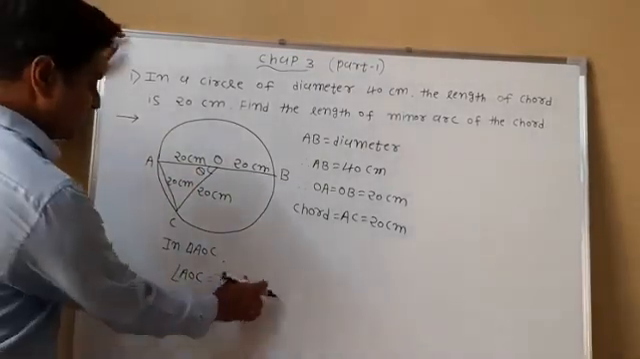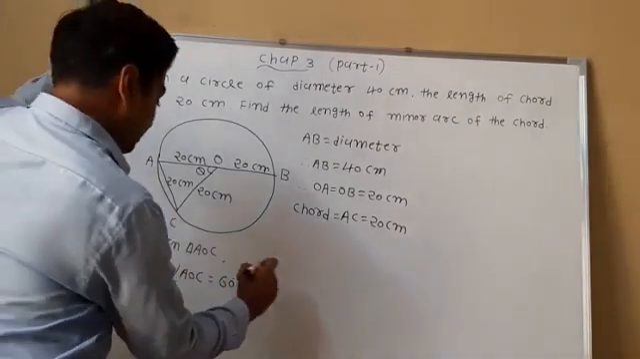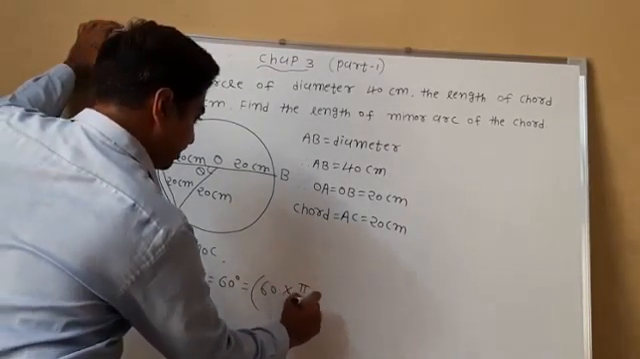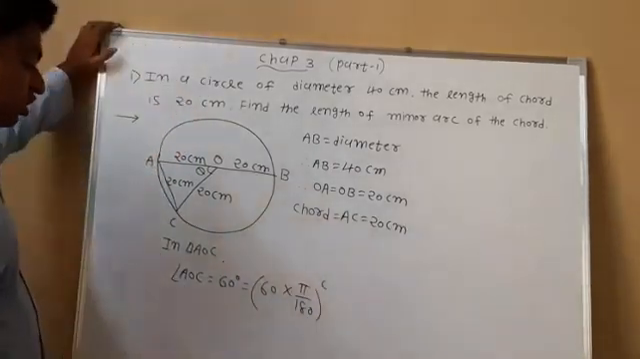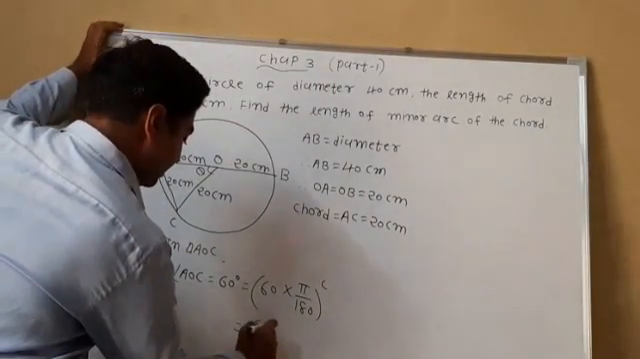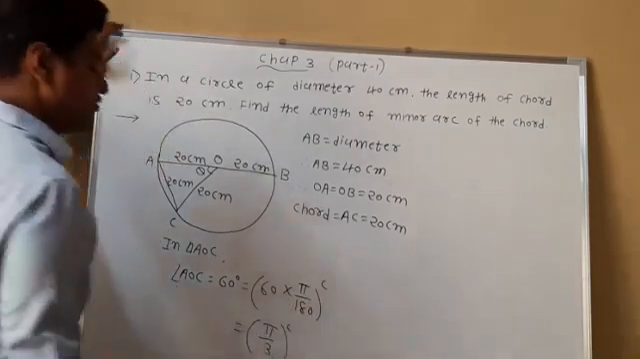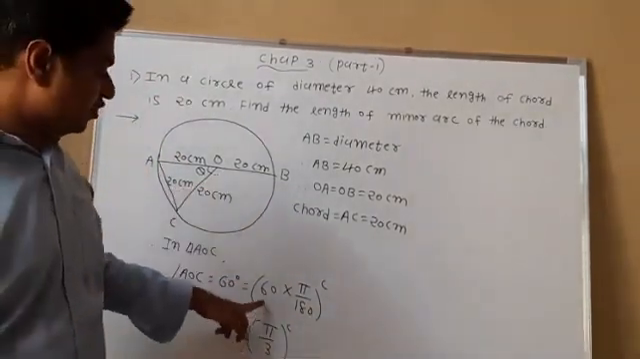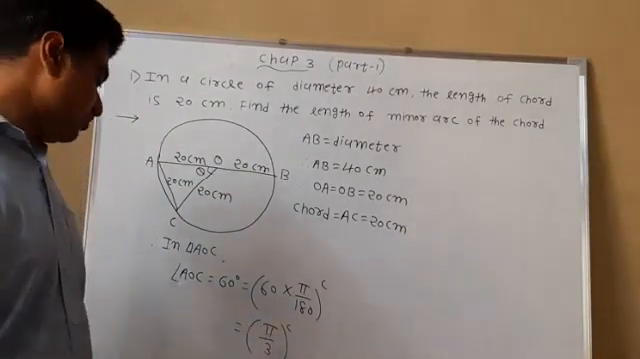Now convert this degree form into the radian form. So multiply 60 by pi upon 180 radian. Now simplify this term. So we get pi by 3 radian form. So this angle is converted into the radian form.